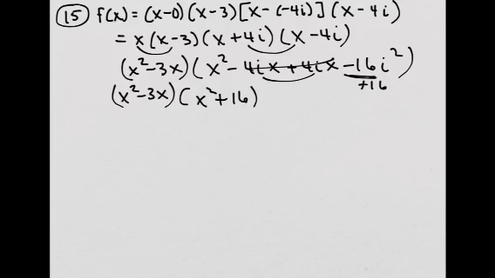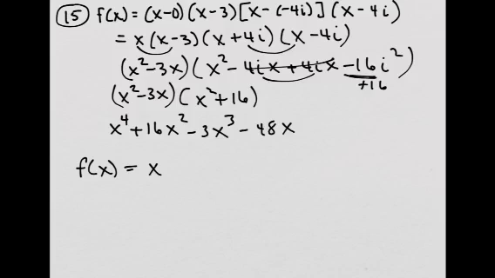So we're going to distribute x to the 4th plus 16x squared minus 3x cubed minus 48x. Put it in standard form and you're done. So it's this one first, then this one, then the 16x squared, and the negative 48x.